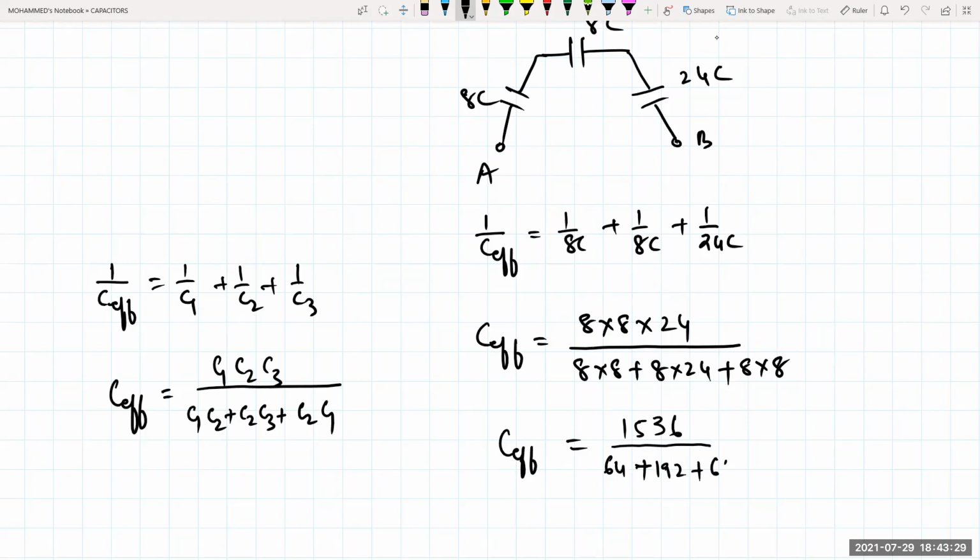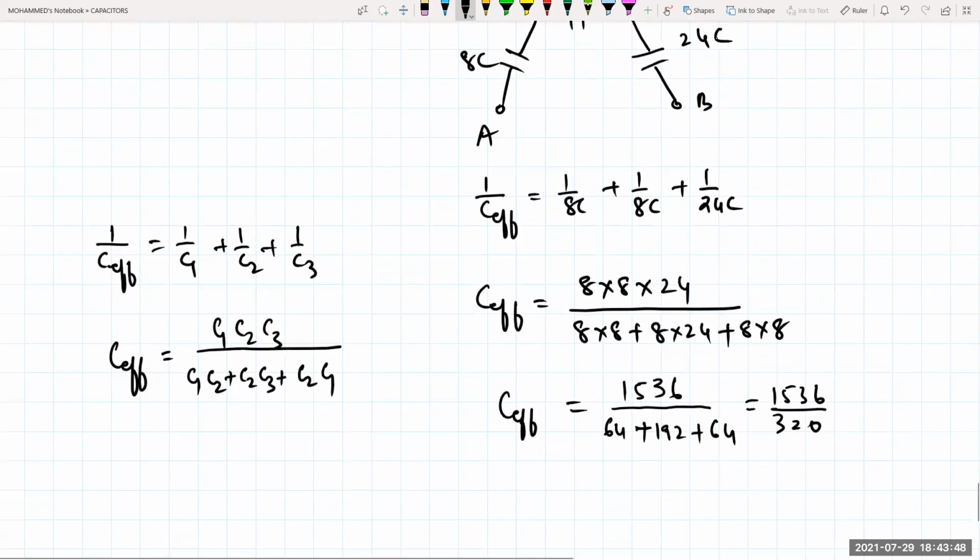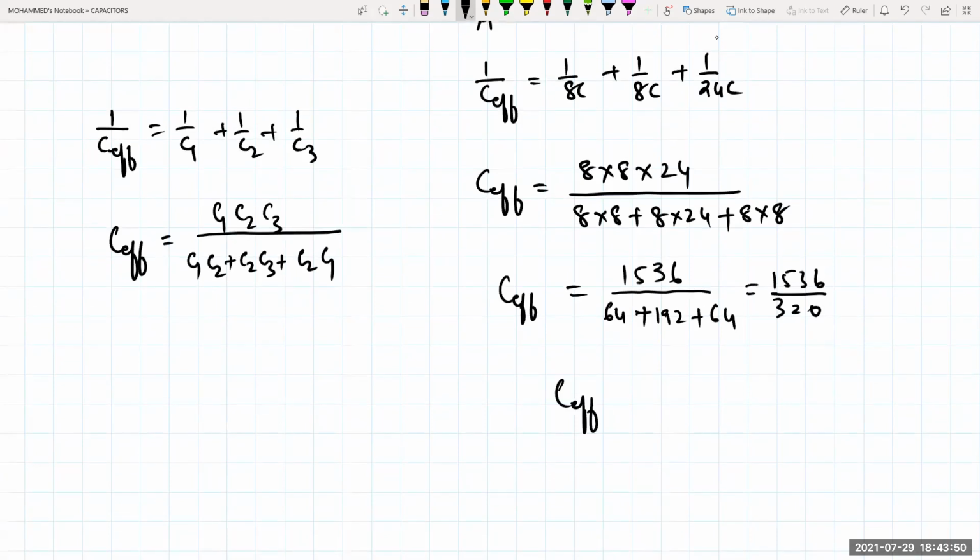192 plus 8 8 is 64. Check the total: 64 plus 64 is 128. 128 plus 192 is 320. So it is 1536 divided by 320. C effective is coming out approximately 5.